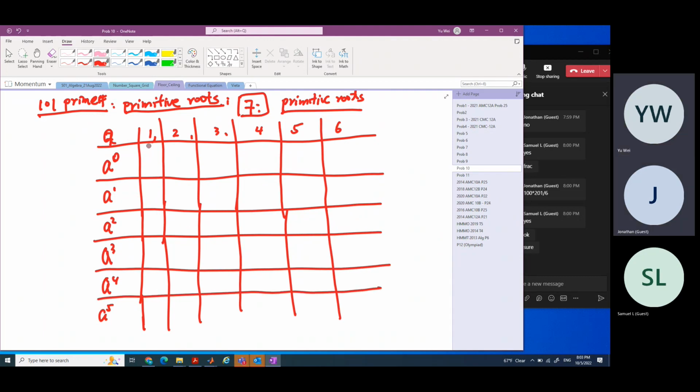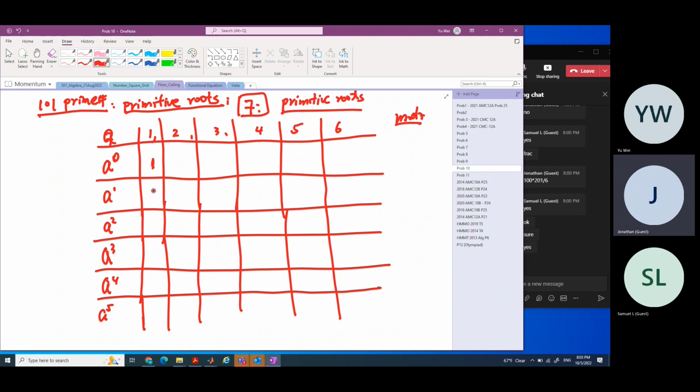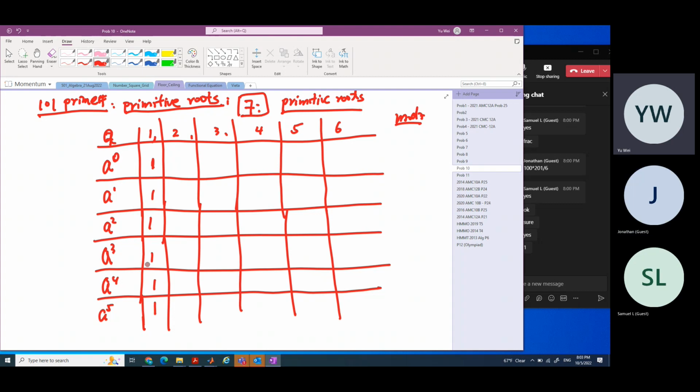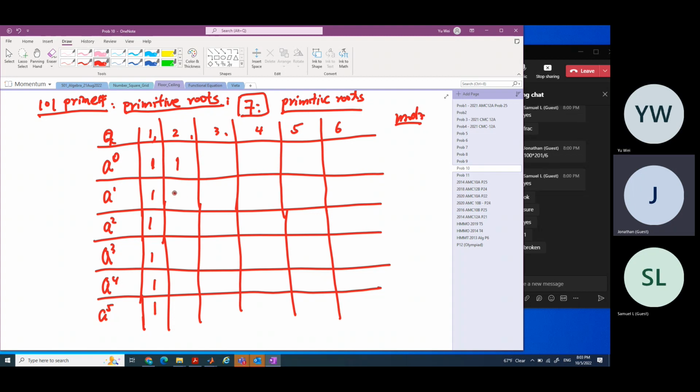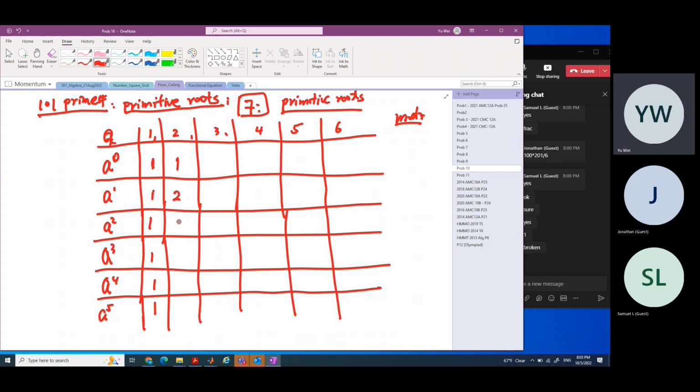Okay, so what is 1 to the power of 0 mod 7? Is that 1? What's the next one, Johnson and Sam? 1, 1, 1, 1. Sam, feel free to turn on your microphones. You don't have to type every time. 2 to the powers: 1, 2, 4, 8, 16, 32, 64.